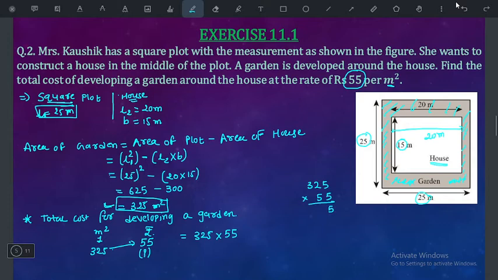5 fives are 25, 5 twos are 10 plus 2, 12, 5 threes are 15 plus 1, 16. Here it is 0. Again 5 fives are 25, 5 twos are 10 plus 2, 12, 5 threes are 15 plus 1, 16. 5, 5 plus 2 is 7, 6 plus 2 is 8, 6 plus 1 is 7, and 1. 17875 rupees.